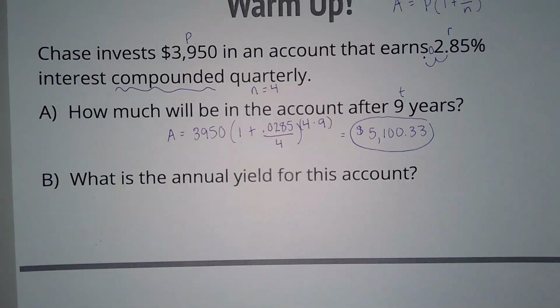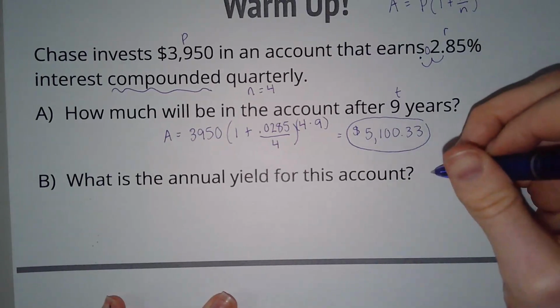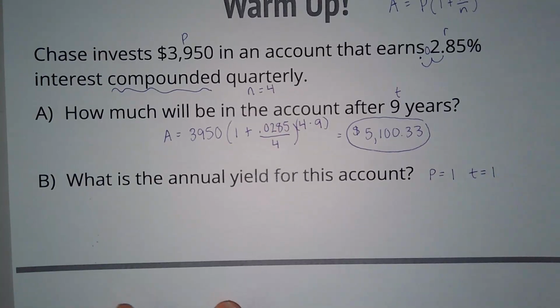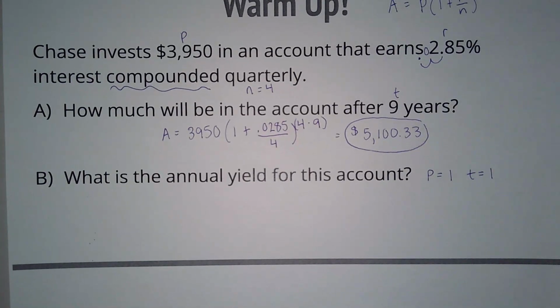Part B asks us to find the annual yield for this account. Now, we should know that whenever we're given annual yield, that automatically means our P value is 1 and our T value is 1. So no matter what the other initial value and time is, we're always going to use 1 for both our initial value and time.